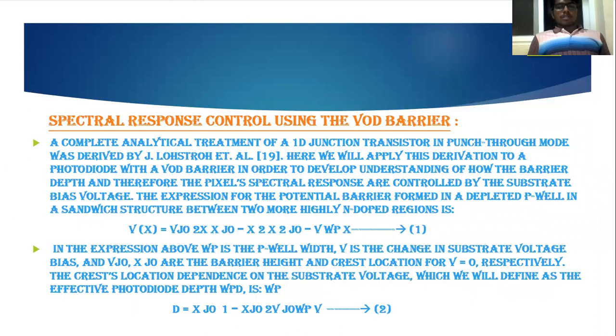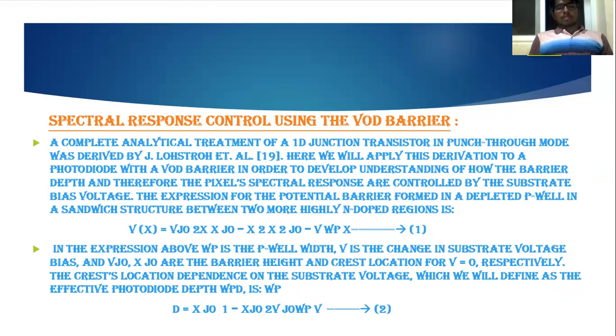Spectral response control using the VOD barrier. A complete analytical treatment of a junction transistor in punch-through mode was derived by J. Loshkosh et al. Here we will apply this derivation to a photodiode with a VOD barrier in order to develop an understanding of how the barrier, and therefore the pixel spectral response, is controlled by the substrate bias voltage. The expression for the potential barrier formed in a depleted sandwich structure between two more highly doped regions is as follows.